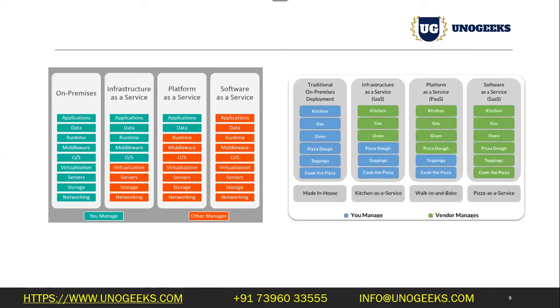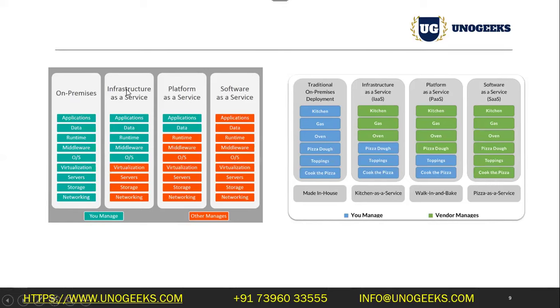Again, some overview about what is on-premises, what is infrastructure as a service, what is platform as a service, what is software as a service. Here, if you consider on-premises, the application, data, runtime, middleware, OS, virtualization, servers, storage, and networking, everything we need to manage. So that is the on-premises thing.